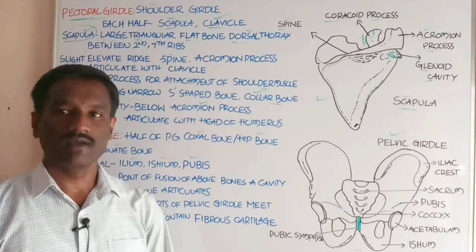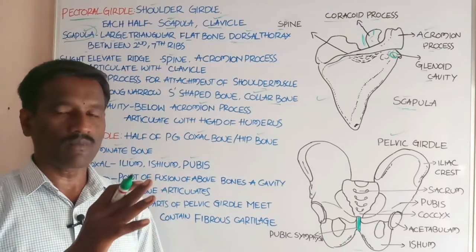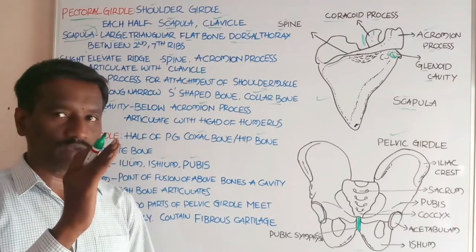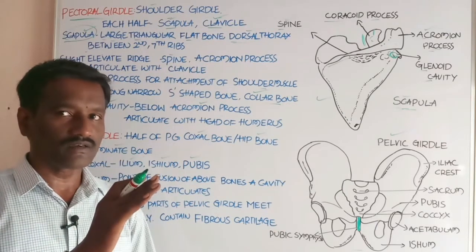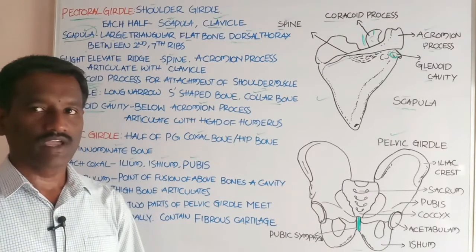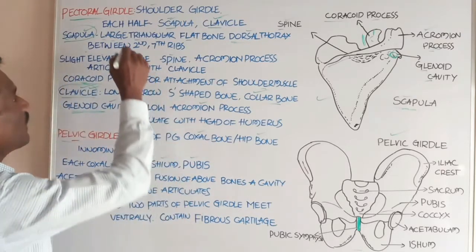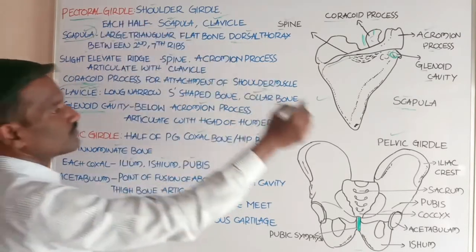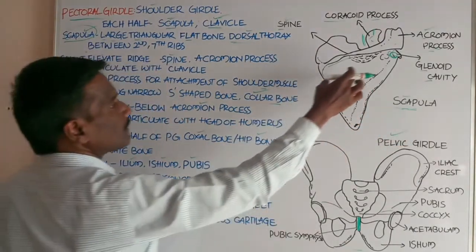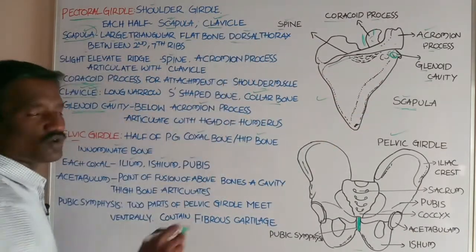What about the pectoral girdle? The pectoral girdle is divided into two parts, the right and the left. Each half of the pectoral girdle consists of two bones: the scapula and the clavicle. If you observe the scapula, it is a large triangular flat bone. It is the part of the pectoral girdle that is large, triangular in shape, flat, and present at the dorsal part of the thorax.